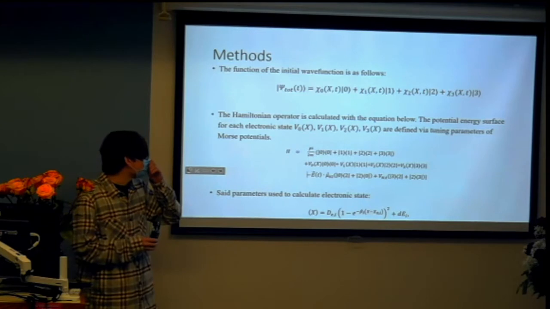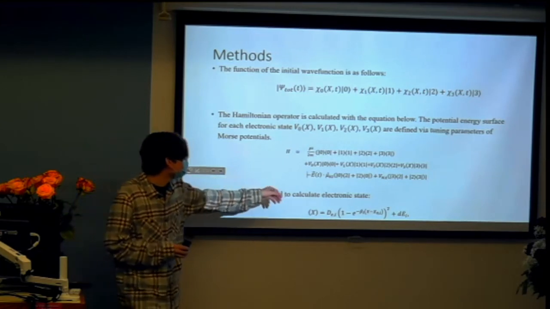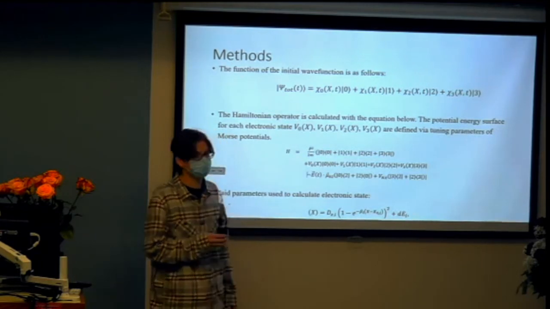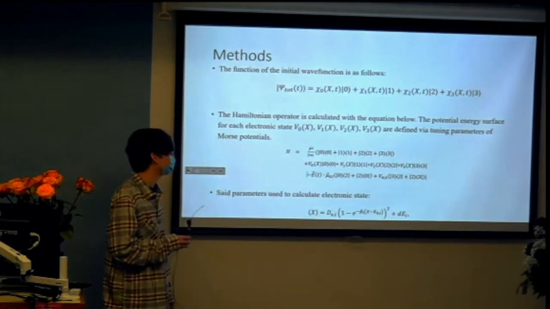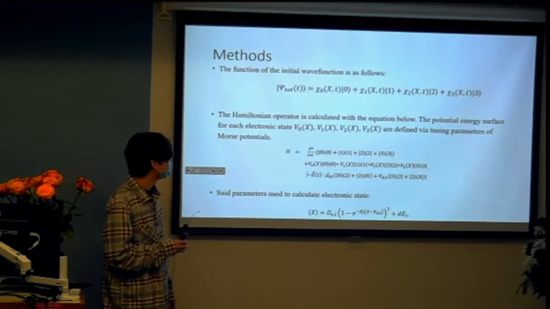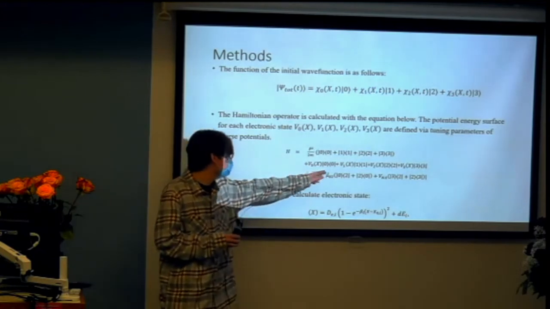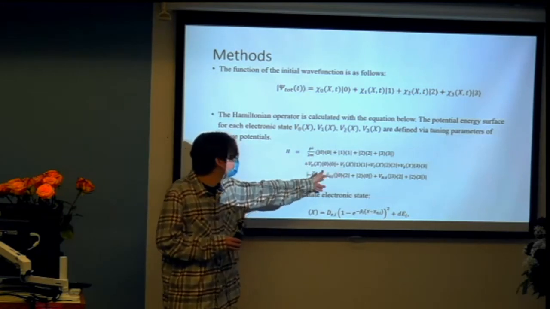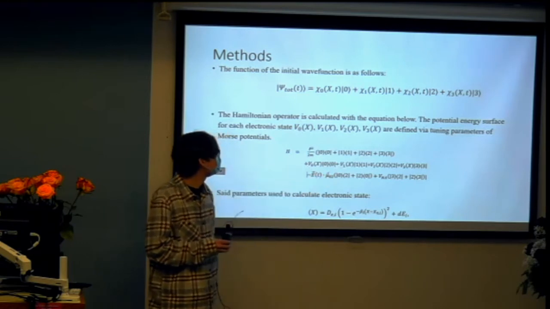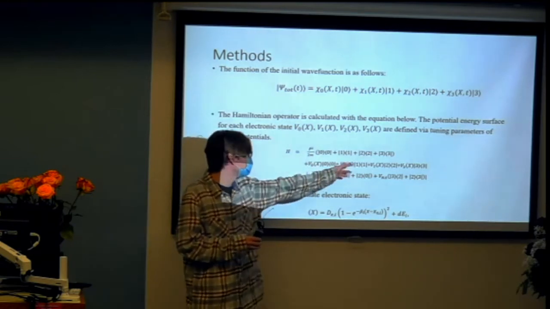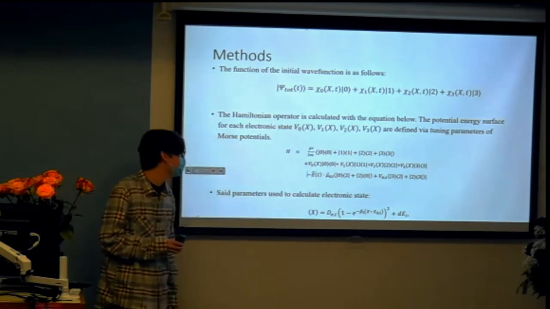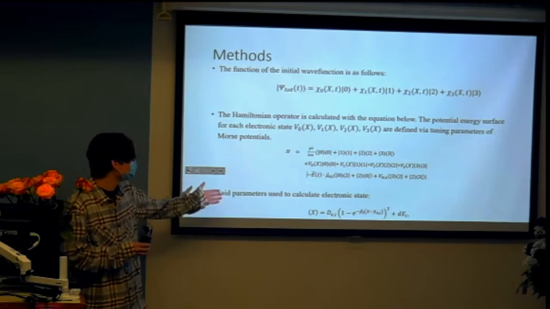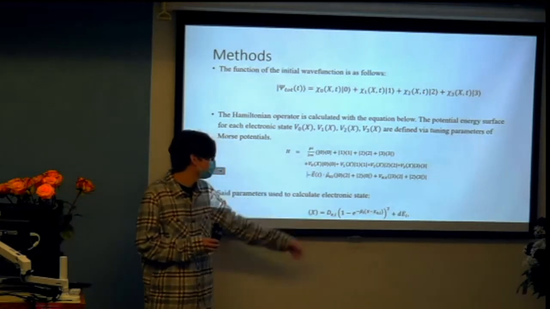The Hamiltonian operator is calculated with this equation. Here's the momentum portion, which was kept constant throughout the simulation. And the potential energy surfaces for each state are calculated via this part of the expression, with V0, V1 representing each state, the electron. And going into more detail, each parameter is calculated with this equation.